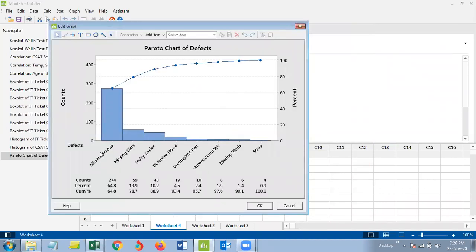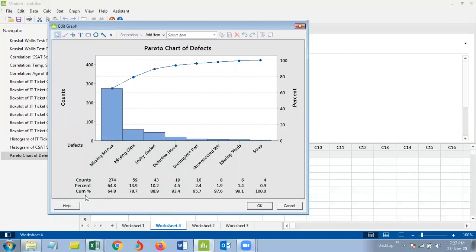So all the issues are in descending order: the maximum issue, second highest, third highest, fourth highest, fifth highest. That's why you get the count: 274 issues of missing screws, 59 issues of missing clips, and so on and so forth. This tells you that 64.8% of issues are coming because of missing screws, 13.9% of issues are because of missing clips, and so on. Each one's contribution to the total number of defects.